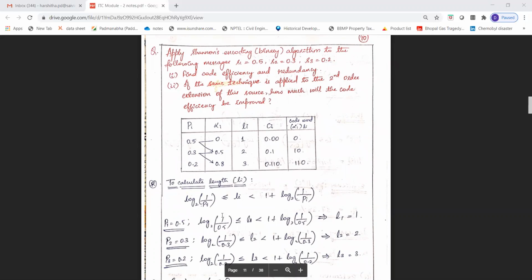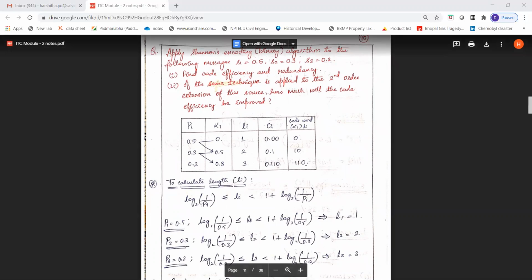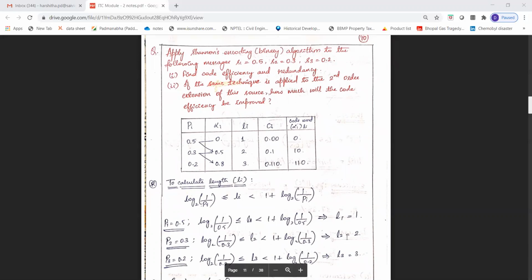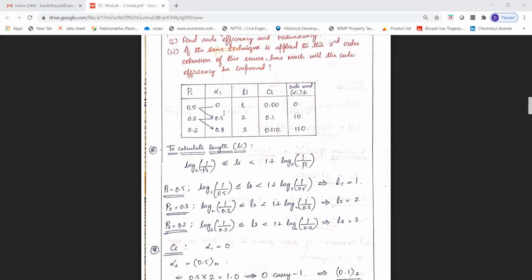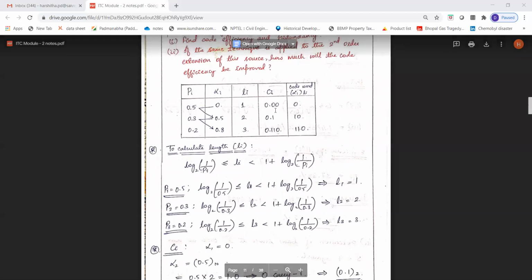Now after substituting and calculating with the help of the calculator, we can find that the value of L1 is 1. Similarly, I'll substitute the probability values 0.3 and 0.2 in this relationship, and I'll find that L2 and L3 are 2 and 3 respectively. Now, what is this Ci? This is the binary value of alpha i. The binary value of 0 is 0, so I'll be writing 0.00.